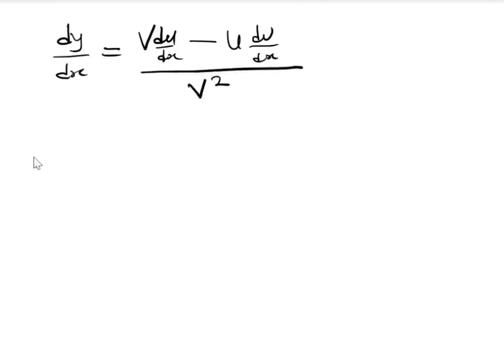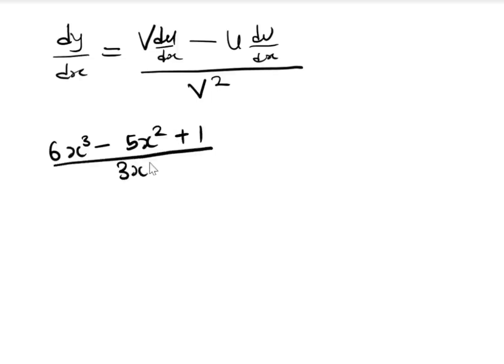Assuming that we are given this question, 6x cubed minus 5x squared plus 1, divided by 3x squared, and we are asked to find dy/dx. In this case, the numerator will be u and the denominator will be v.